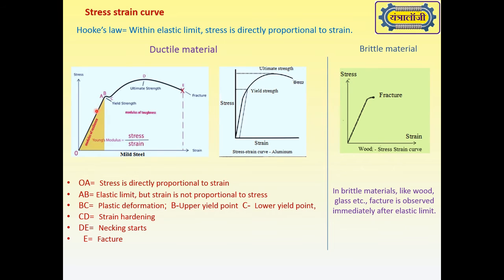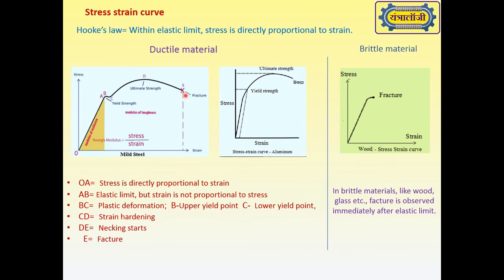Here OA is where stress is directly proportional to strain, it is an elastic limit, and AB is also elastic limit. It means if you remove the load, the bar will regain its position, but the strain is not proportional to stress for this portion. Then BC is plastic deformation, B is the upper yield point, and C is the lower yield point. Plastic deformation means after this, if we remove the load, the bar will not come to its original position. Its length will permanently change. Again, CD is strain hardening, DE is where necking starts, and E is fracture.